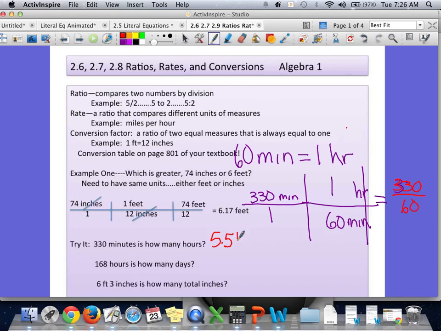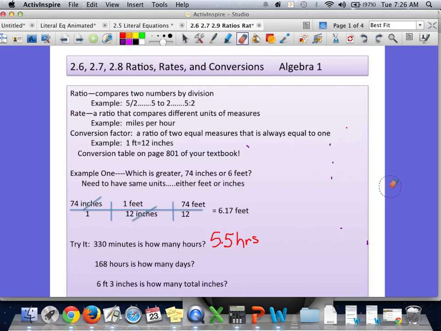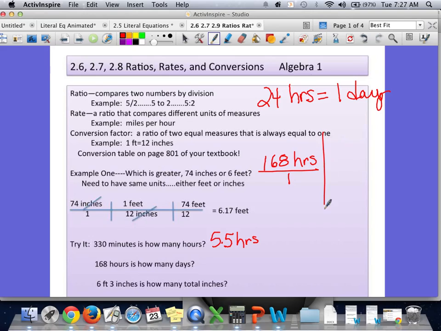Now it says 168 hours is how many days? Let me clean off all this again so I have room to work. It says hours into days. How many hours are in a day? That's 24 hours. So we have 168 hours, and again, you need to write your units, and that's always going to be over 1.